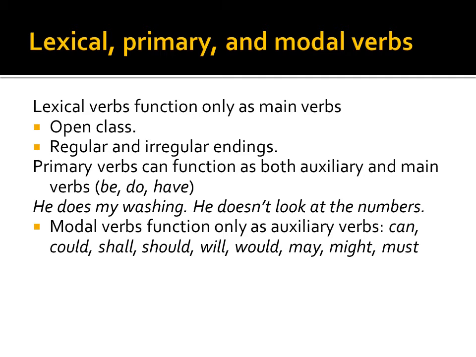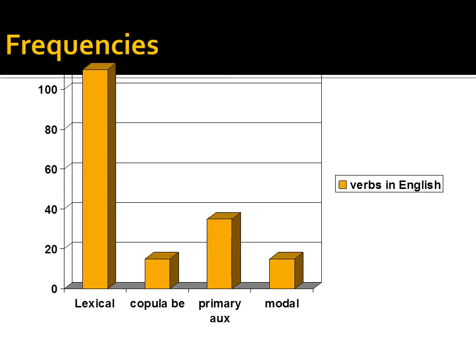those. Another way that we classify verbs, we can look at lexical verbs, and those are verbs that only operate as main verbs. It's an open class, so they keep adding more and more of them. And some have regular and some have irregular endings, one of those joys of English. And then the second group are primary verbs, and that's be, do, and have, and that's because they can function as both auxiliary and main verbs. And then finally we have the modal verbs, and those only operate as auxiliary verbs, and they're listed there.